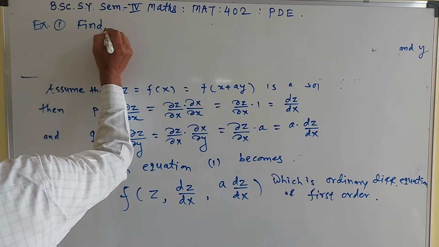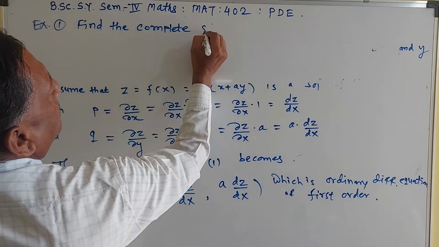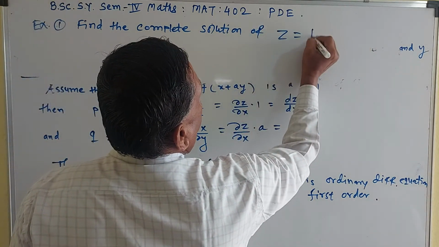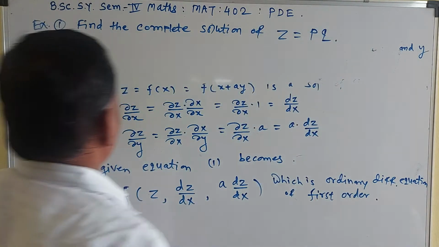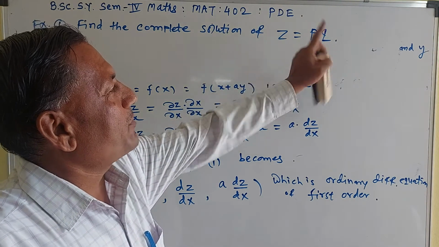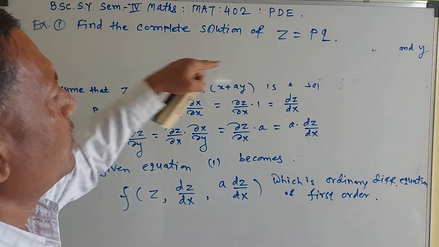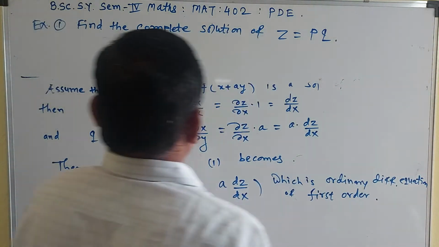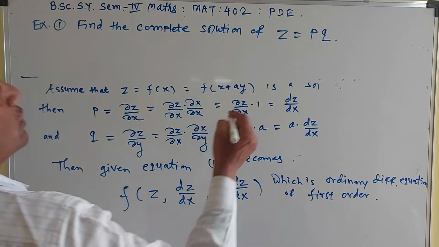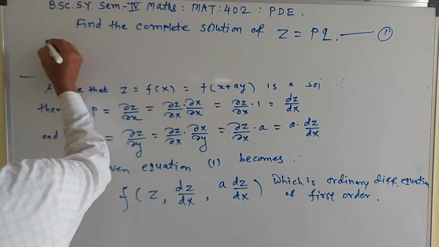Find the complete solution of z is equal to pq. Now you observe that z is equal to pq. The x and y are absent. So it is of the form third, F of z, p, q is equal to 0, and you apply this procedure to find the complete solution or complete integral. So the given partial differential equation is z is equal to pq.